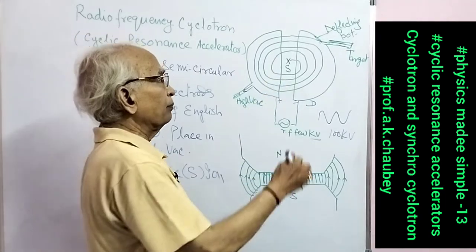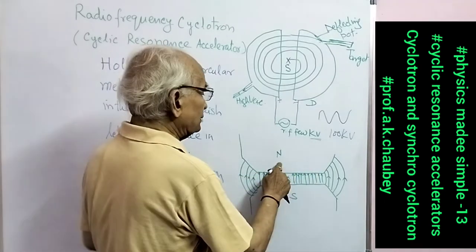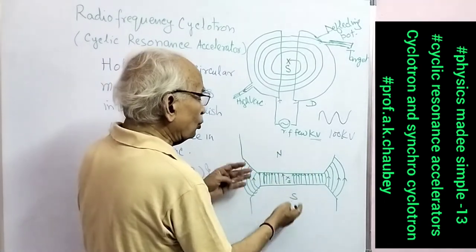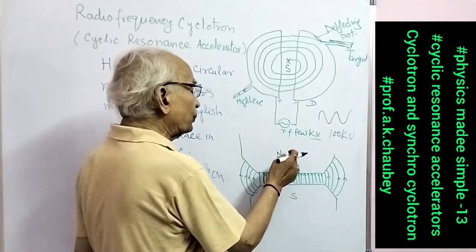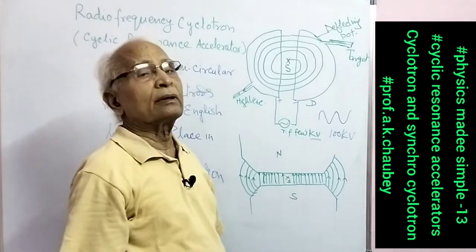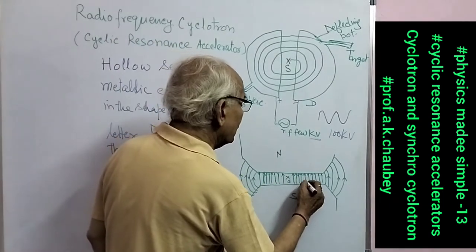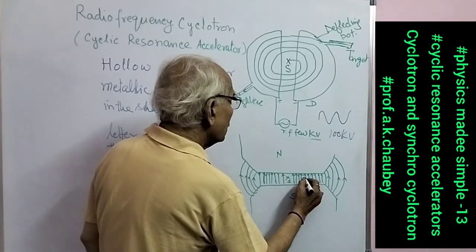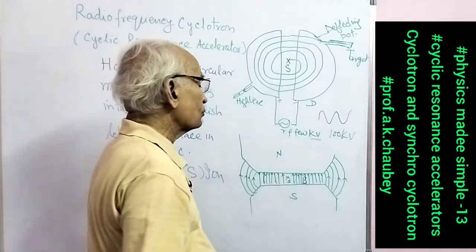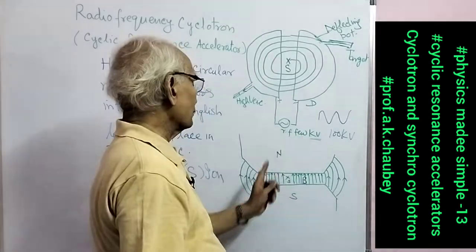And now the magnetic field, the magnetic lines of force, are like this. This is the north pole and this is the south pole. Two strong electromagnets produce the north and south poles; current is passed and we have an electromagnet, so a strong field is produced. B is the field produced here, with vertical lines of force from the north pole to the south pole, and in this portion they are parallel.